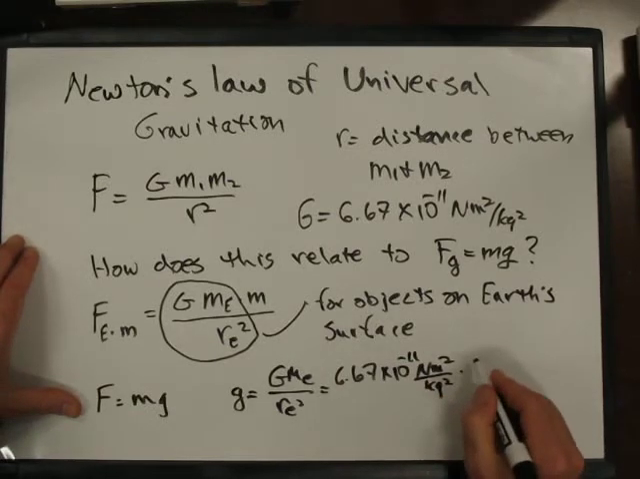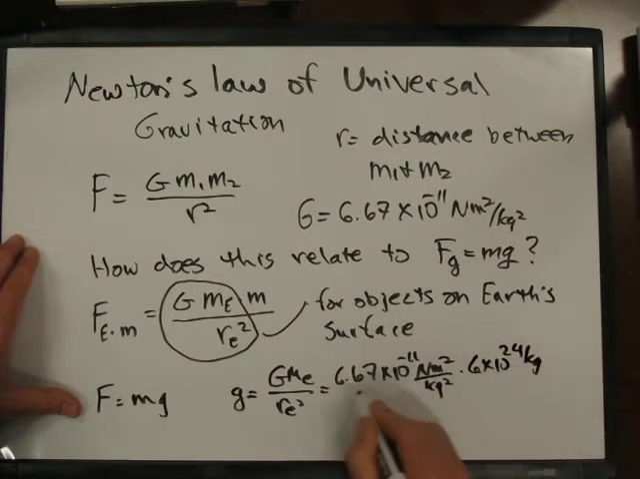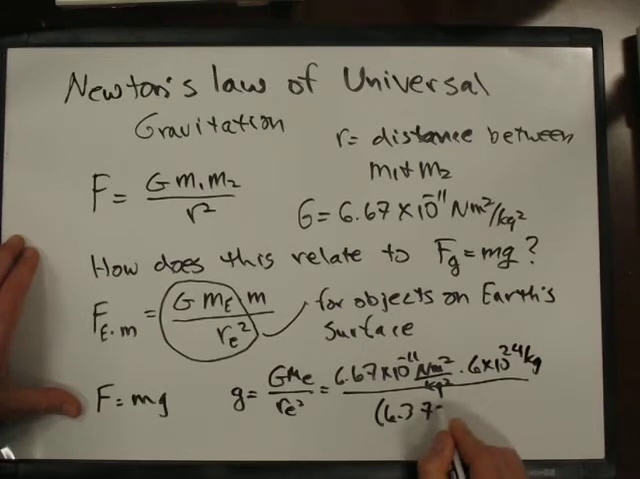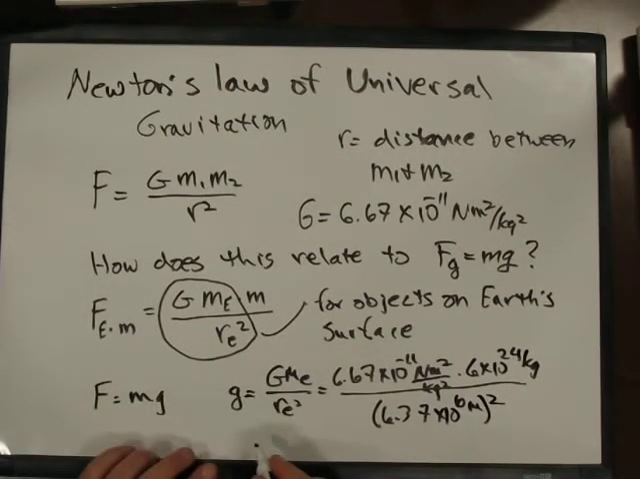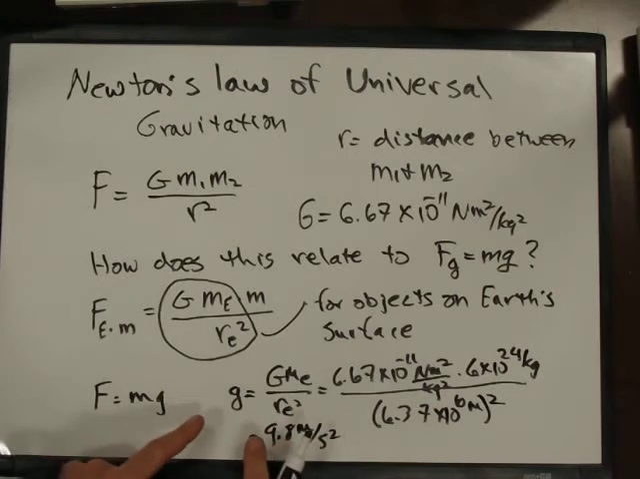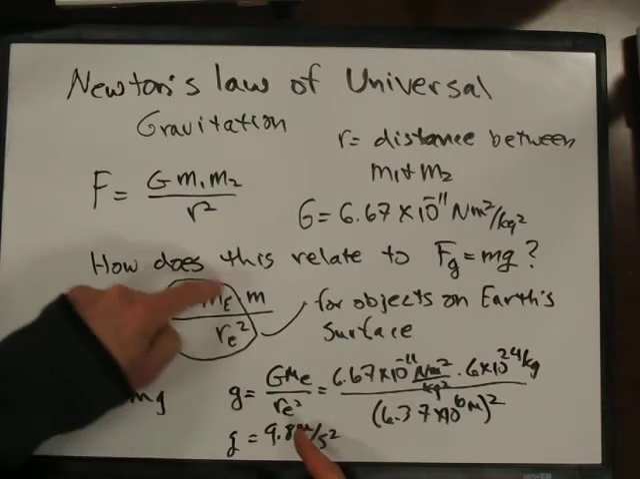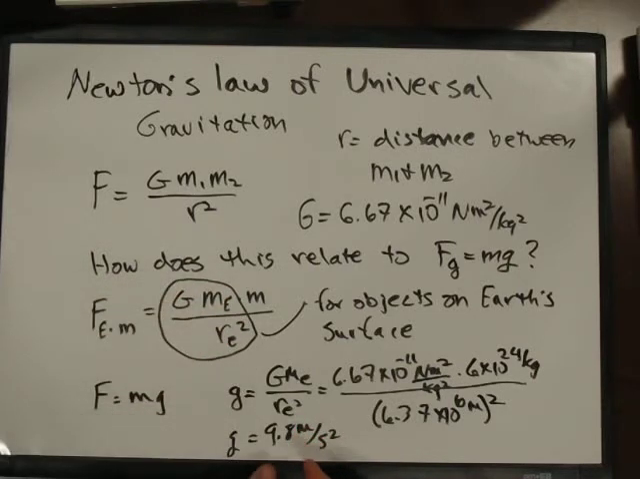That's what G is, times the mass of the Earth, which is 6 times 10 to the 24th kilograms, all divided by the radius of the Earth squared, which is 6.37 times 10 to the 6th meters squared, right? And if you evaluate that, that comes out to about 9.8 meters per second squared. And so that's why we just use little g, because for all of the objects near the Earth's surface, all these terms are going to be the same, and they just evaluate to this.